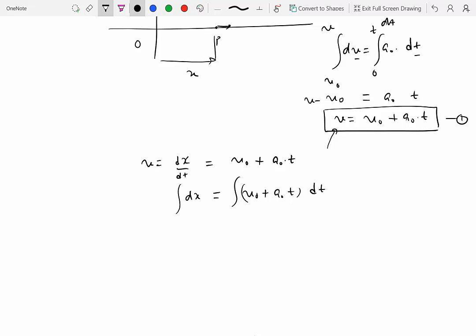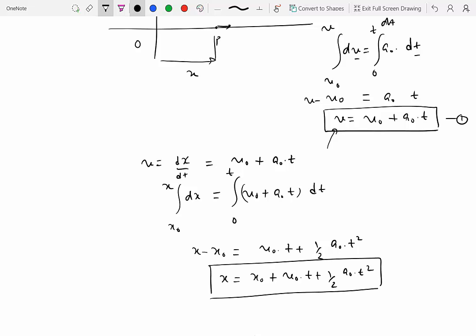So let's integrate it, going from initial position x0 to x, time changing from 0 to t, I have x minus x0 equal to v0 times t plus 1/2 a0 t squared. So I'll take x0 on the other side, and I get this, that I'll call equation 2.